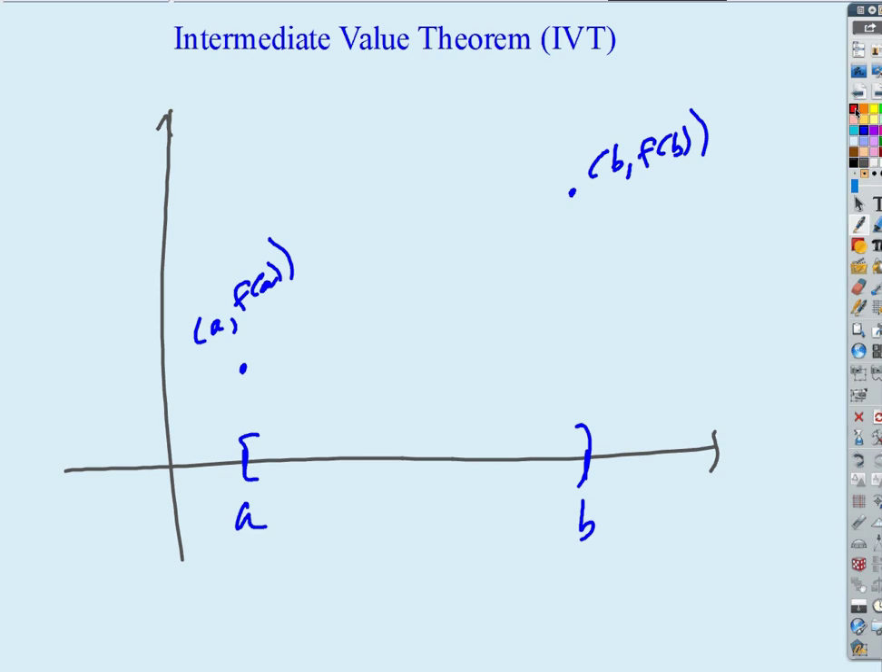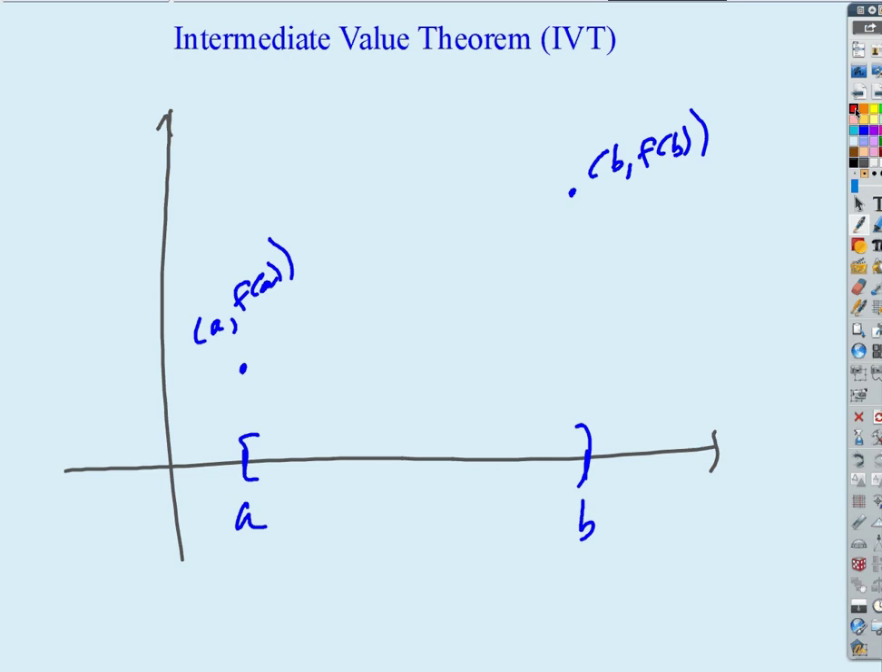What if I pick any value that's between f of A and f of B? I'm going to call that value C, or f of C. Actually, I won't call it anything for now. I'm going to pick some value between f of A and f of B. Those are the y values at A and at B. Can you tell me something significant about that?